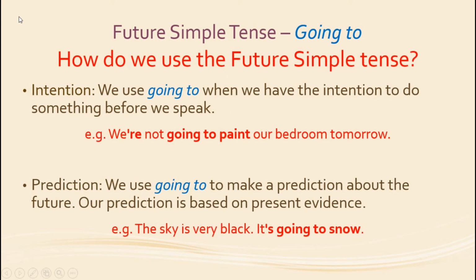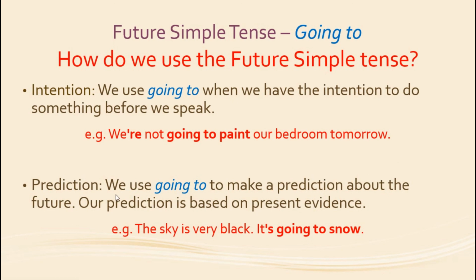Okay, now, how do we use going to? We use it for intention. We use going to when we have the intention to do something before we speak, when we plan that. For example, we're not going to paint our bedroom tomorrow. We are saying that we don't have the intention of painting our bedroom tomorrow.